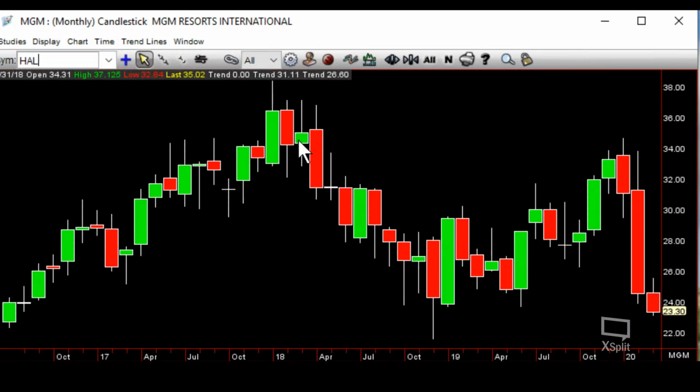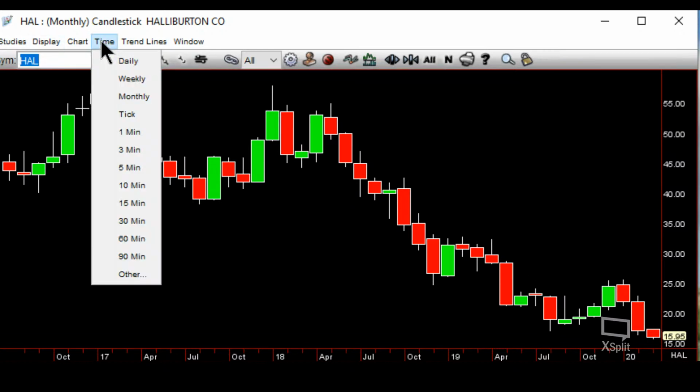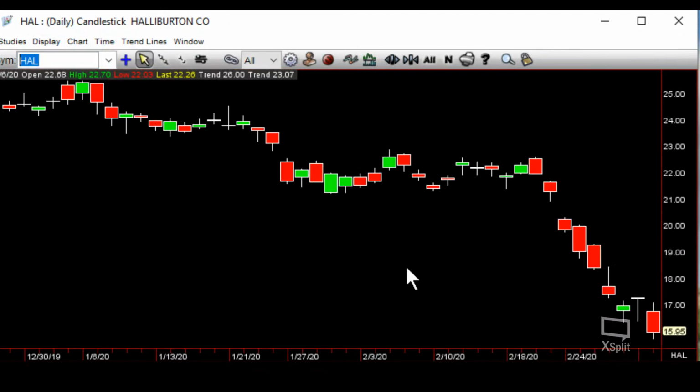Halliburton. Oh boy. And so it's like you had your chance. You had your chance to get out. And then the 2-2 right here on the monthly, boom, right back to previous range. Taking out last month's lows and still going down is Halliburton.